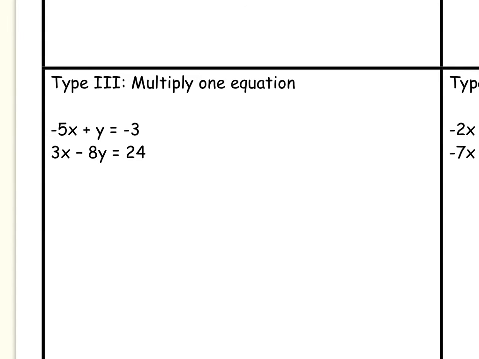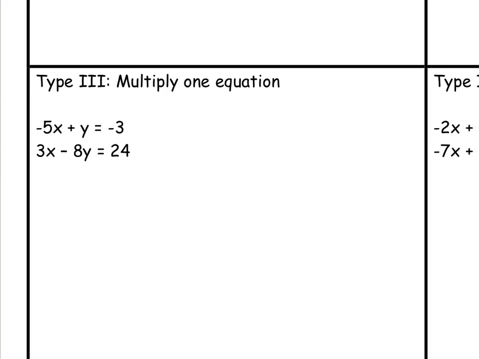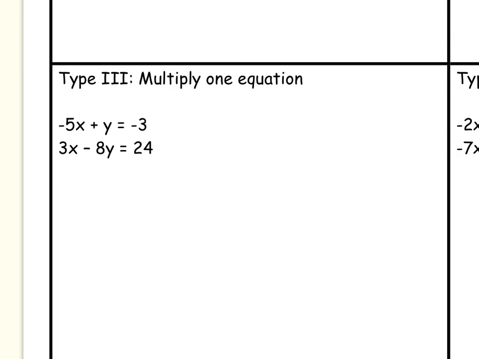If we look at the coefficients of y, I can multiply this by 8 so that I can have a plus 8y and a minus 8y. But I can't just multiply the y times 8. I need to keep the equation equal, so I need to multiply the entire equation by 8. I'm going to do that off to the side over here, 8 times everything inside the parentheses.